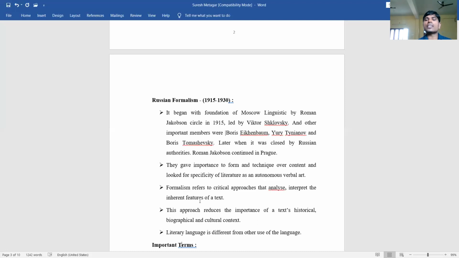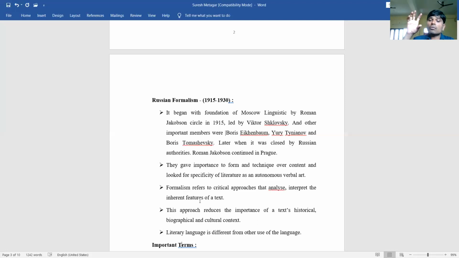Formalism refers to critical approaches that analyze and interpret the inherent features of a text. Formalism means it is a kind of analysis where it analyzes the internal features of a text, the elements which are there in the text itself only. Not outside things, not the writer or any other things. Only the things which are there in the text.